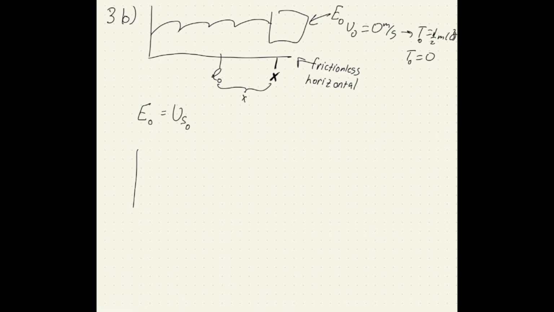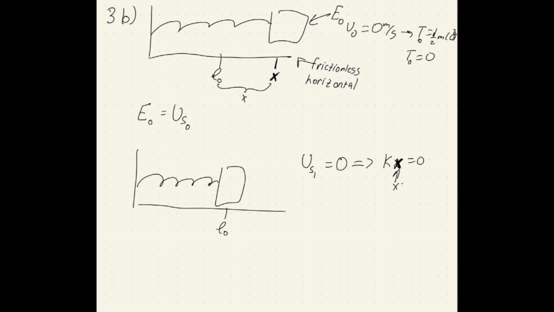At some later time, the spring will pull the mass back, and then the mass will be sitting at the length L naught, and so the spring is no longer stretched. When the spring is no longer stretched, it does not exert a force, and so there is no U s0 because kx is 0.